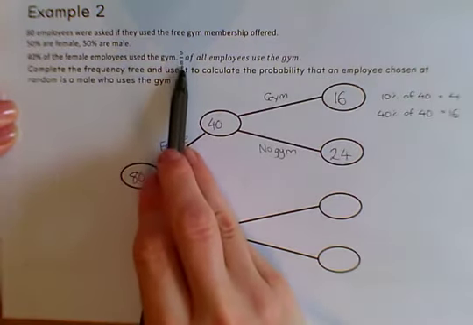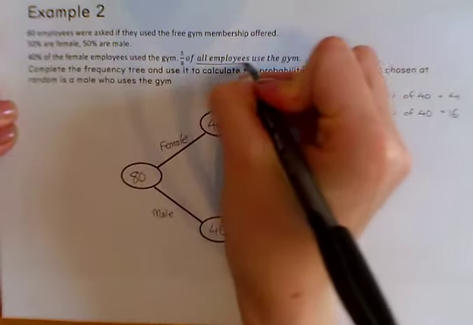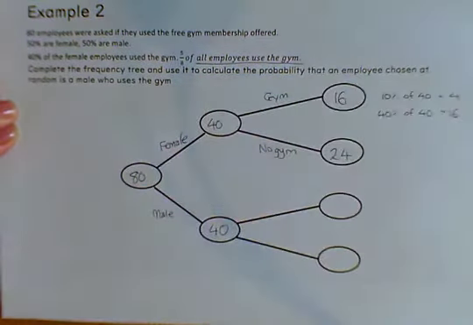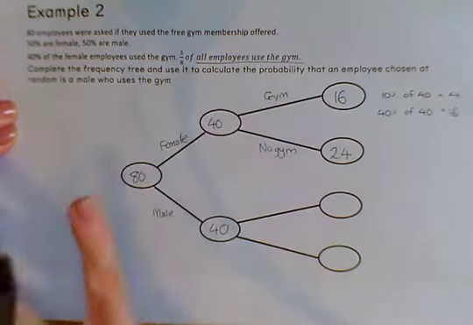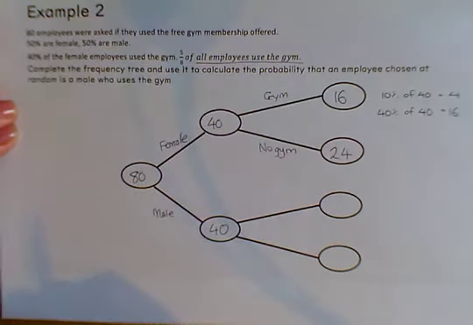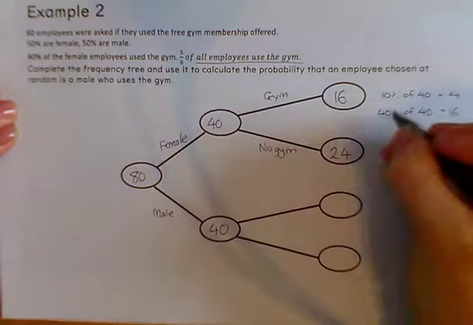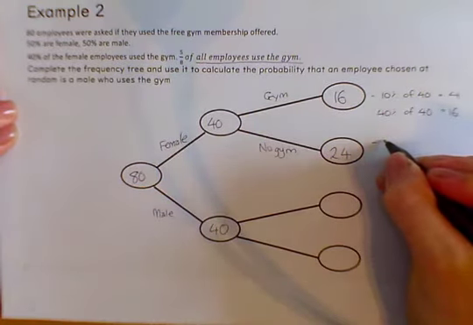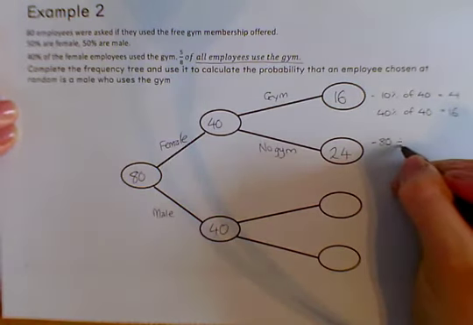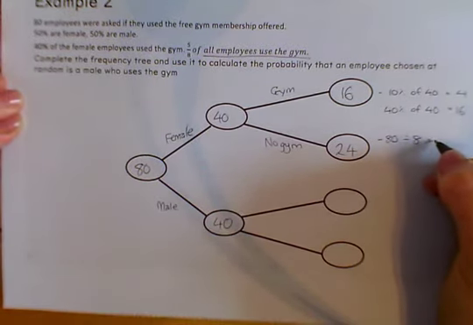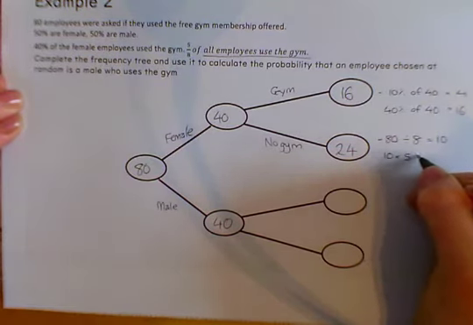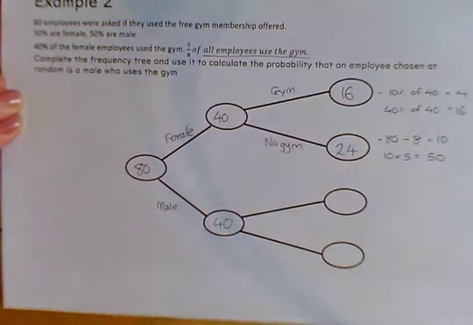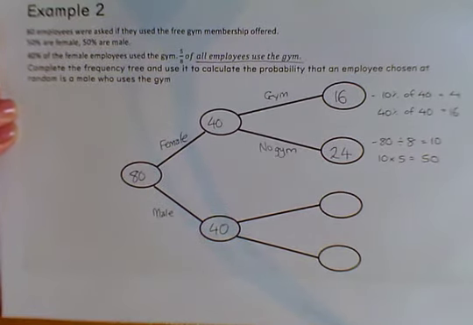Next thing we're told is that 5/8 of all employees use the gym. So we're not told distinctly about the male employees here. We're told in total 5/8 use the gym. So we need to find out what 5/8 of the total is, and the total is 80. So we're going to do 5/8 of 80. So divide by the bottom. So 80 divided by 8 is equal to 10, and then times by the top is equal to 50. So 50 people in total use the gym.